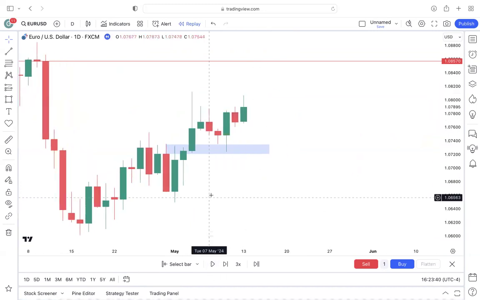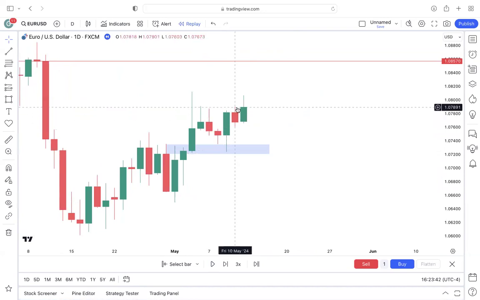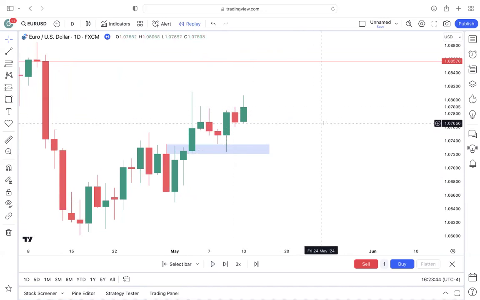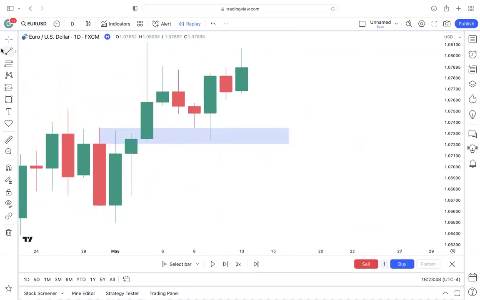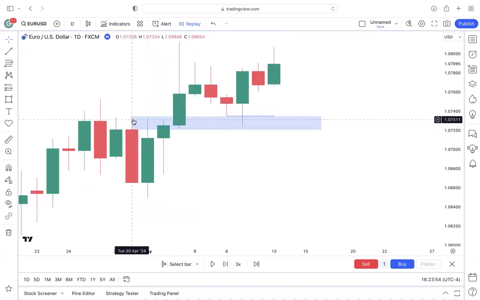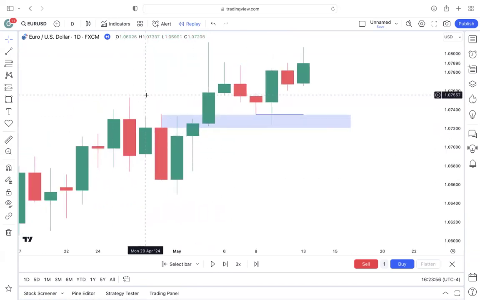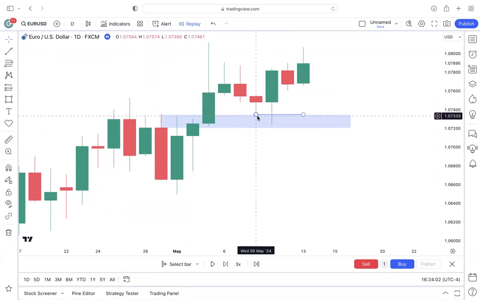What do they do before they expand higher again? They turtle soup. They sure do. Turtle soup. They take out this candle's low and then dip down into the zone. The zone is not made up. It's a zone I drew out before it happened. If you scroll down my Twitter feed, you'll see the before and after of this one.